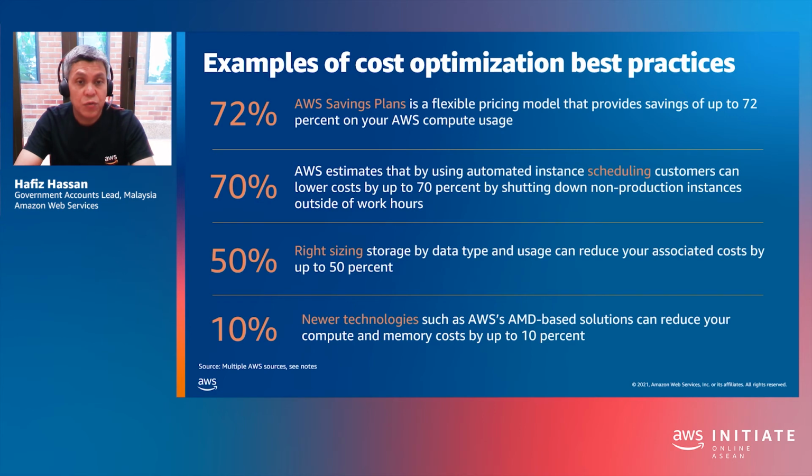Right? Use a scheduler to automate start and shutdown of non-production instances. This is very important because non-production instances do not need to run 24/7. By using a scheduler to automate start and shutdown of non-production instances, you can lower the cost by up to 70%. The other thing is about right sizing. Right size your instance based on actual workload requirements. If your applications just need 2 CPU servers, then just provision a 2 CPU server.